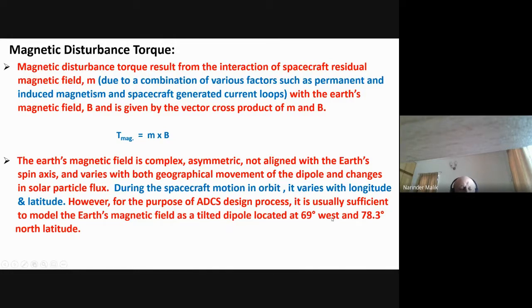Recently there was a lot of news that the Earth's magnetic dipole is varying very fast. A couple of months back, it was in the news. The tilt and direction are changing very fast, not this 69 degrees and 73 degrees, moving very fast.